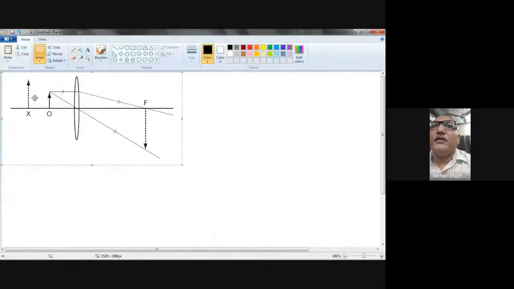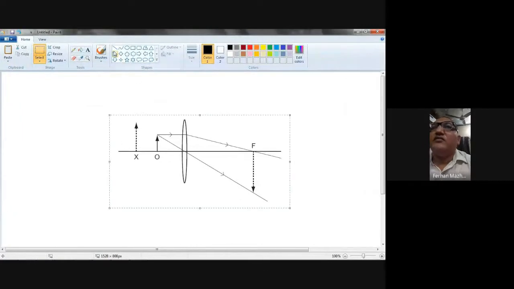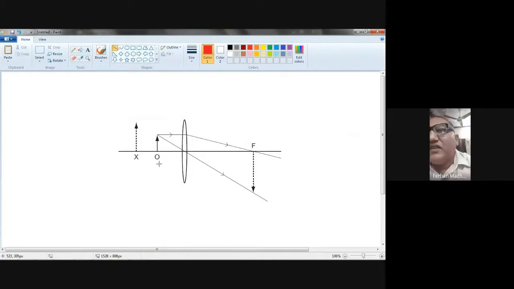Okay, so I bring it here. Let me choose a straight line. Okay, so let's choose red color. You see, this is the object, and one line is starting from the head of the object and passing through the optical center. It does not deviate, and when it does not deviate, it goes straight, undeviated.